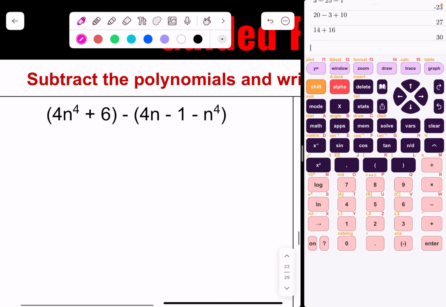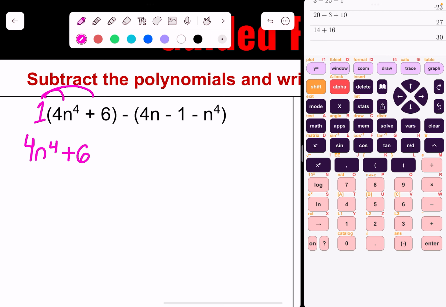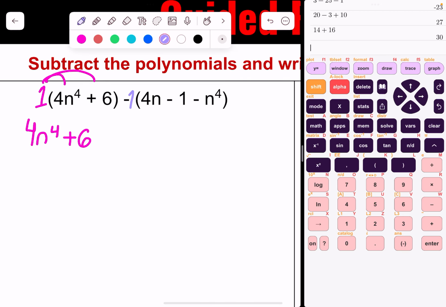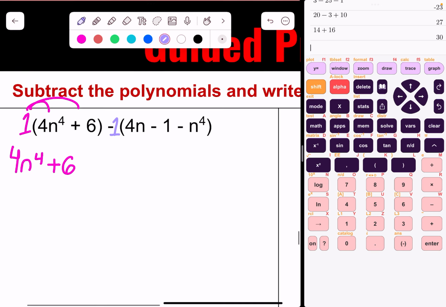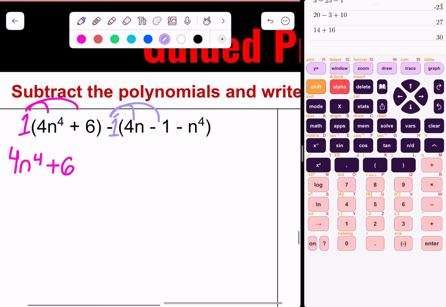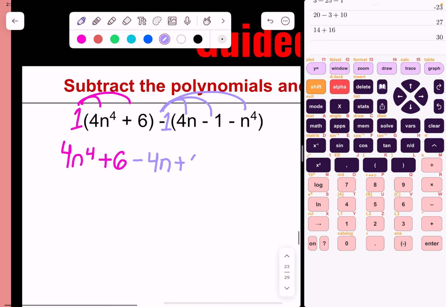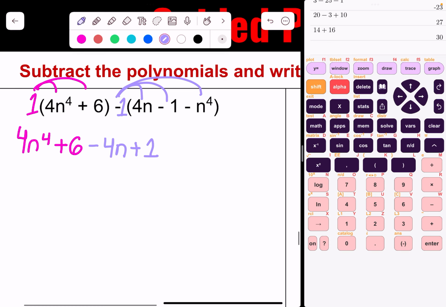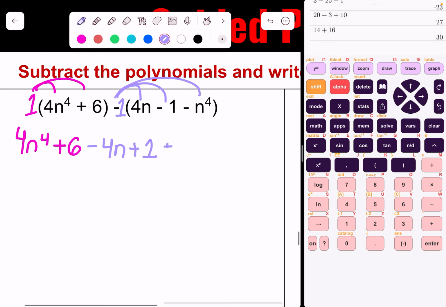In front of this first set of parentheses is a positive 1. If I multiply it by both, I will just have 4n to the fourth plus 6. Nothing changes. But in this second one, I have the negative in front. Attached to that negative is a negative 1. When we multiply by negative 1, the signs of each thing changes. Negative 1 times positive 4n is negative 4n. Negative 1 times negative 1 is positive 1. And negative 1 times negative 4n squared is positive 1n. I meant to say n to the fourth. N to the fourth. Good.